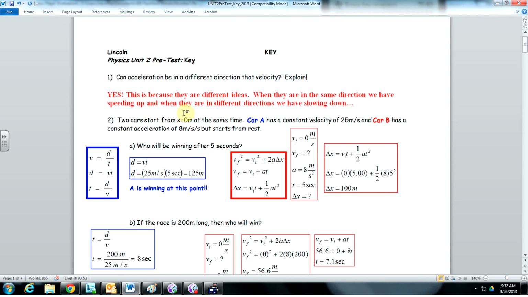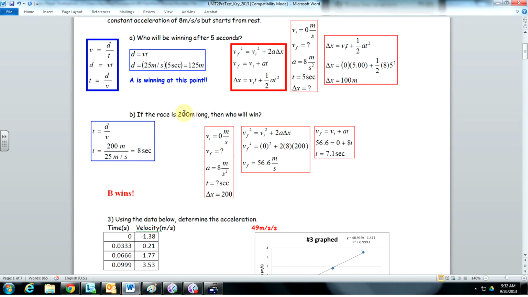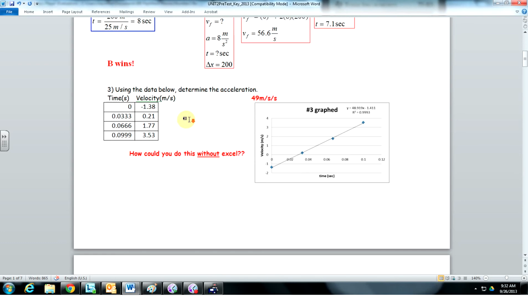So they're completely different things. Acceleration is the change in the velocity. That's why we have units of meters per second per second. So they're just very different things, and they can be in totally different directions. Like I said, 2's on a different video.